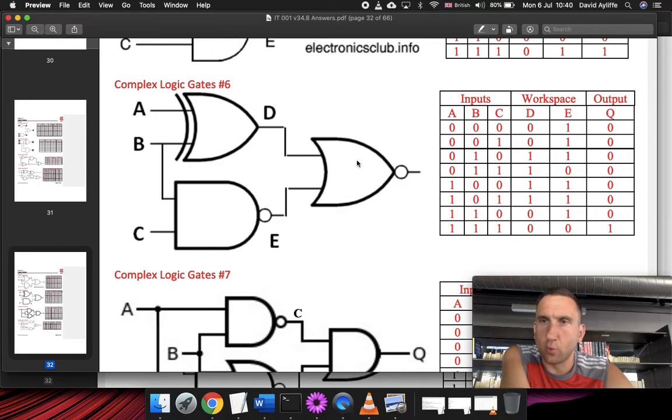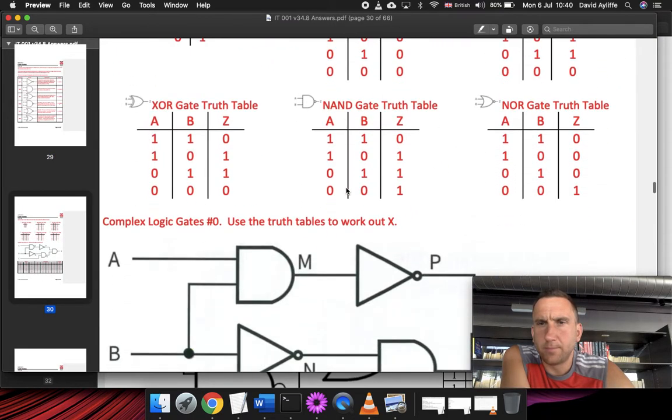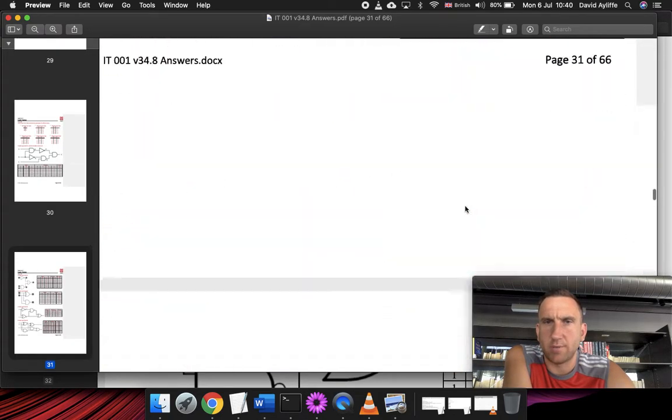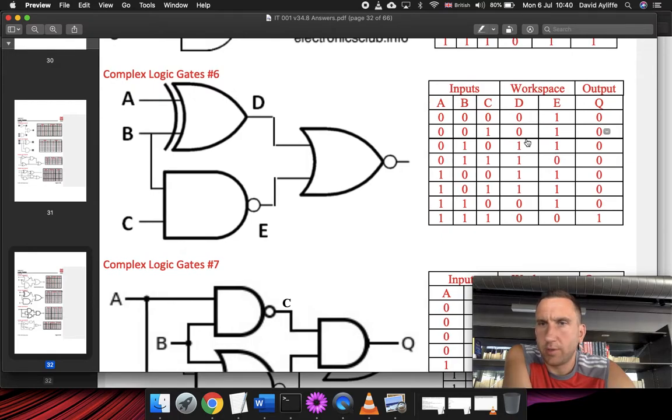And here we have a NOR. So, let me refer to the truth table. So NOR. Only if they're both negative do we get positive output. Well, these are not both negative. That's both negative. So there we go. Yeah, I'm happy with those answers.